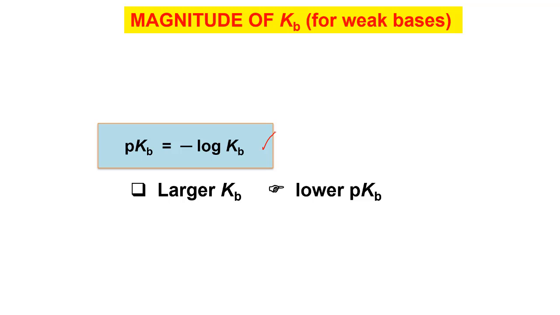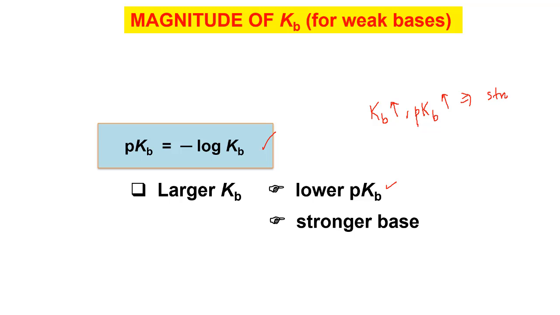The larger the Kb value, the lower the pKb. And it shows that it is a stronger base. Maksudnya kalau nilai Kb sesuatu base itu sangat tinggi, so nilai pKb dia adalah lebih rendah. So ini menunjukkan base tersebut adalah stronger base. So dia mudah nak accept proton daripada acid. Right? Okay.